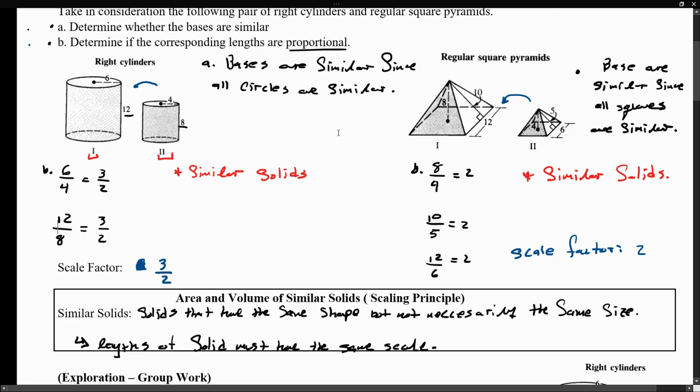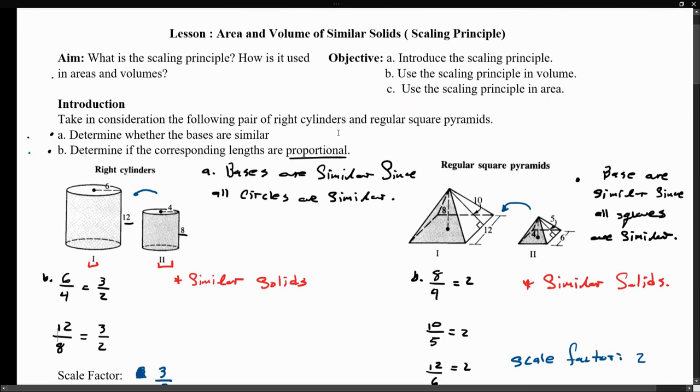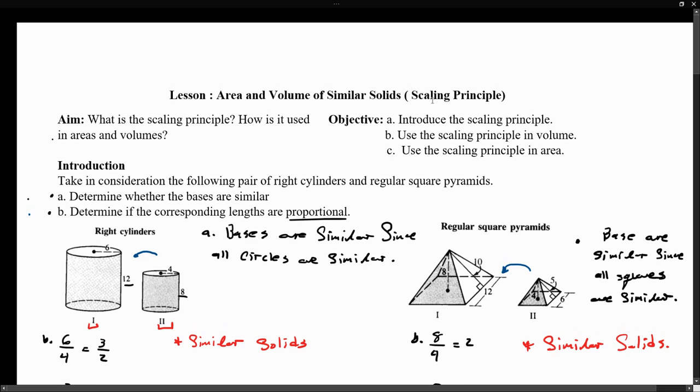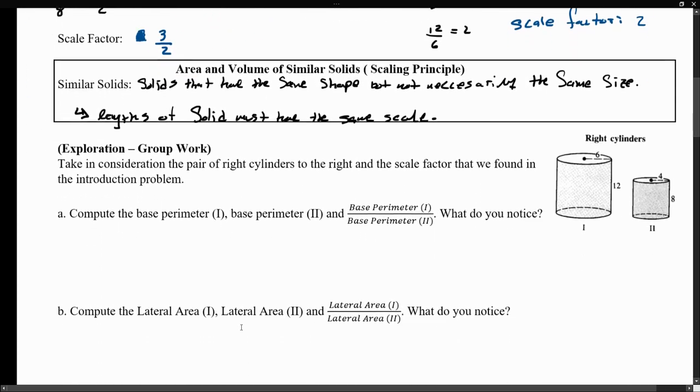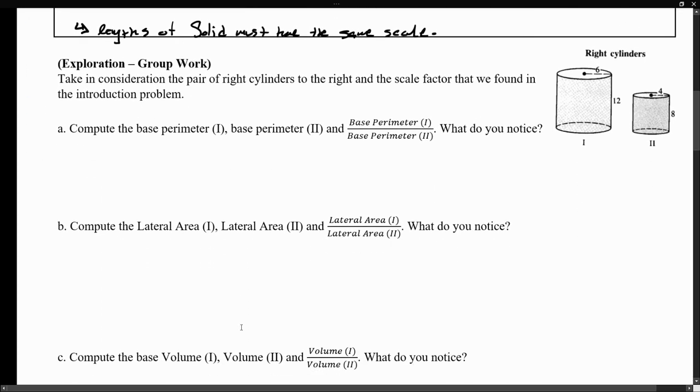So why are we talking about similar solids? Because now we can talk about the scaling principle. And again, the scaling principle is only applicable to similar solids. So now that we have discussed what a similar solid is, let's take a look at some ideas here. In this small exploration activity, we want to take into consideration the pair of right cylinders, which we discussed in the introduction question, and we want to compute the following.